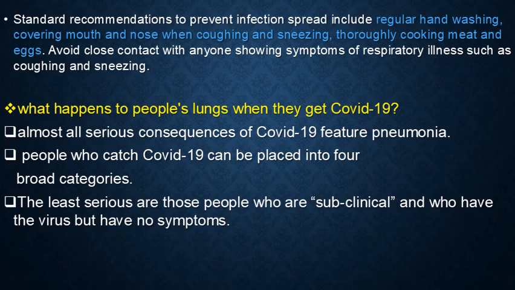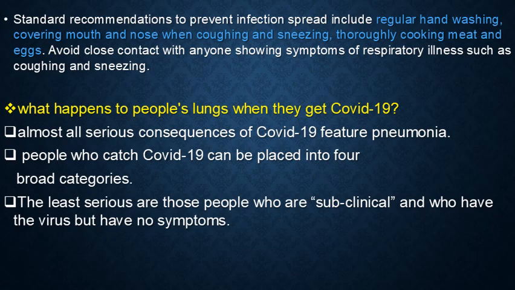What happens to people's lungs when they get COVID-19? Almost all serious consequences of COVID-19 feature pneumonia, lung infection. People who catch COVID-19 can be placed into 4 broad categories.